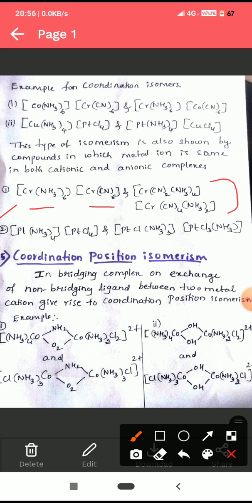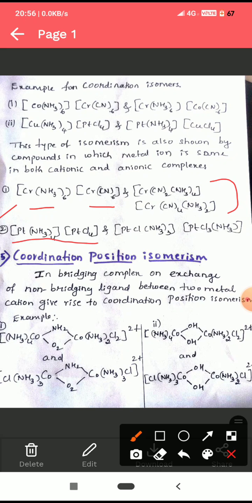The central metal ion is the same, but the arrangement of the type of the ligand is different. These are also examples of coordination isomers. The type of the coordinate bond or linkage is different, and they are called coordination isomers.